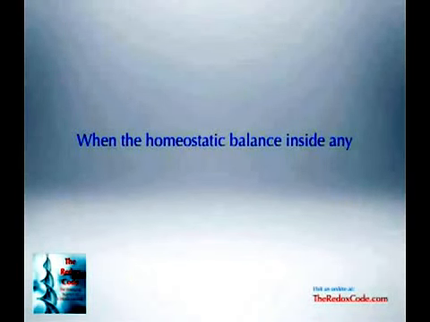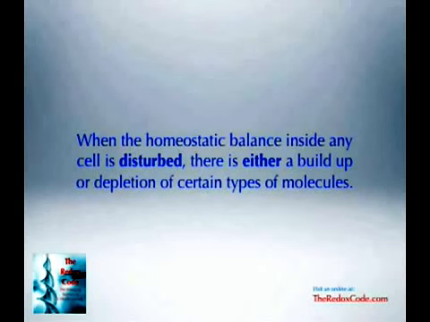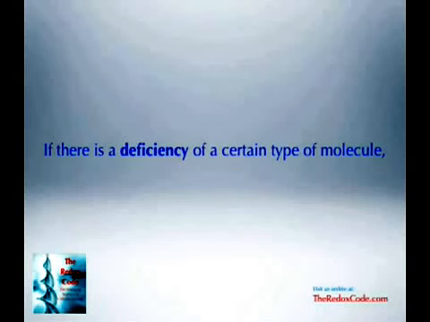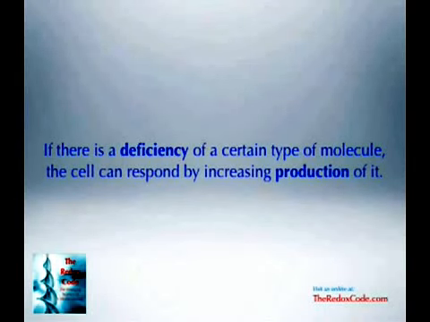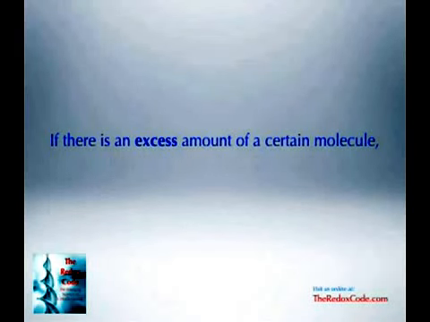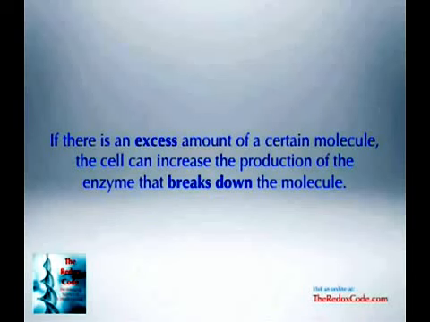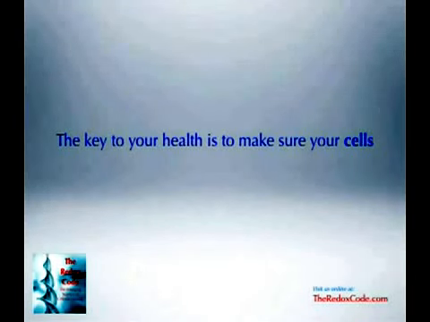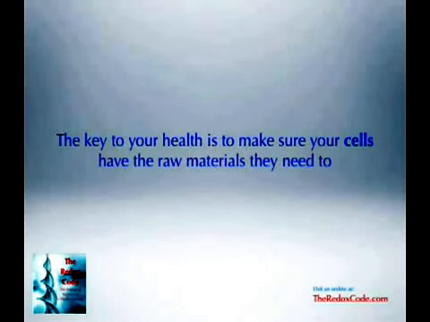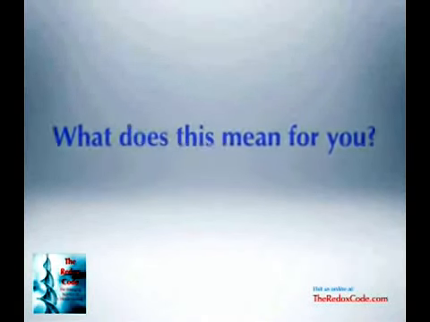Now, when the homeostatic balance inside any cell is disturbed, there's either a buildup or a depletion of certain types of molecules. If there's a deficiency of a certain type of molecule, the cell can respond by increasing the production of it. If there's an excess amount of a certain molecule, the cell can increase the production of the enzyme that breaks down that molecule. Now, the key to your health is to make sure your cells have the raw materials they need to maintain that healthy chemical balance. What does this mean for you?